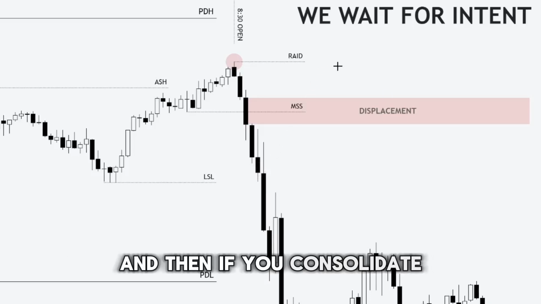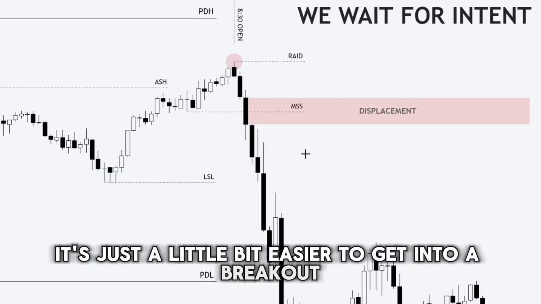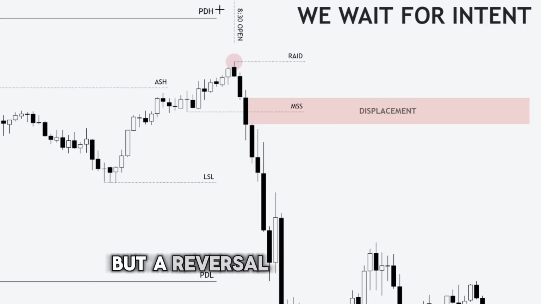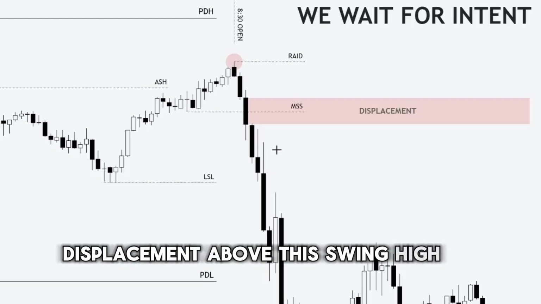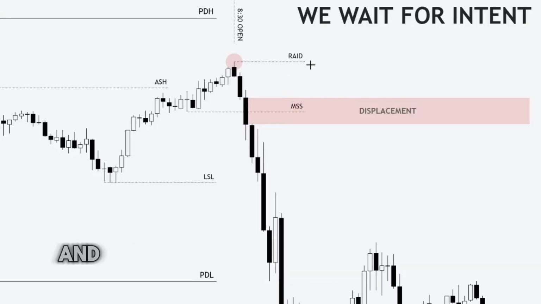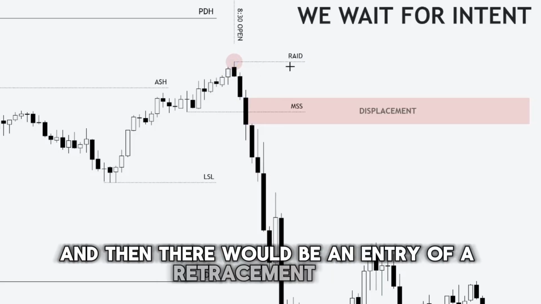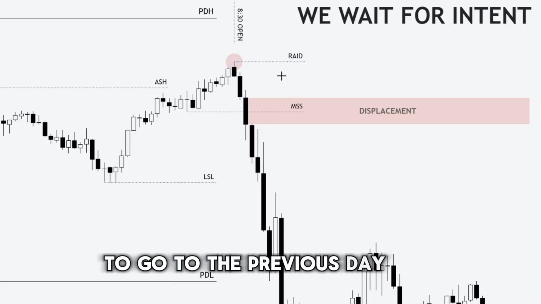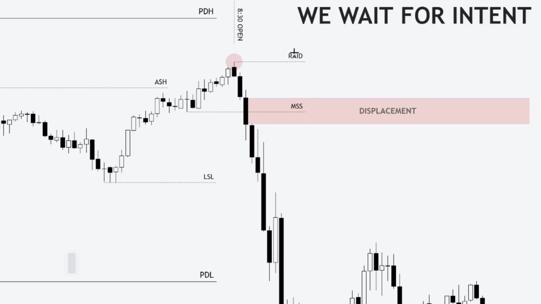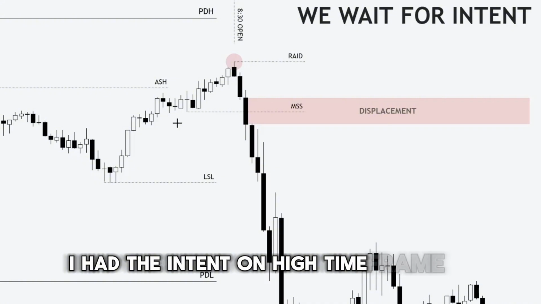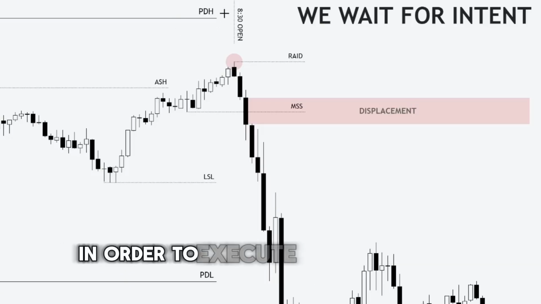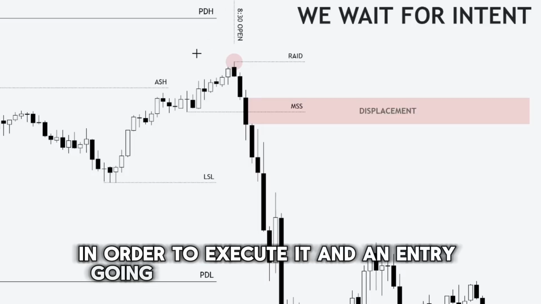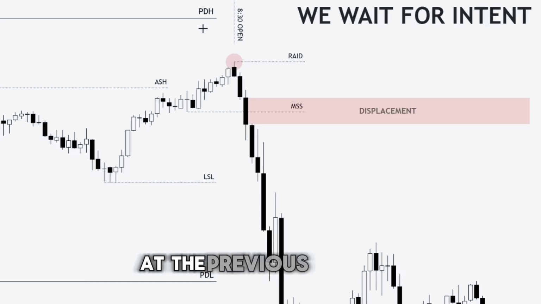And then if you consolidate, it's just a little bit easier to get into a breakout towards the previous day high. But a reversal would need displacement above this swing high at the 8:30 open. And then there would be an entry on a retracement here to go to the previous day high. So even if this action took place, and I had the intent on high time frame charts that this was our target for the day, I would need more to happen to get into this trade in order to execute it, with an entry going towards this liquidity here at the previous day high.